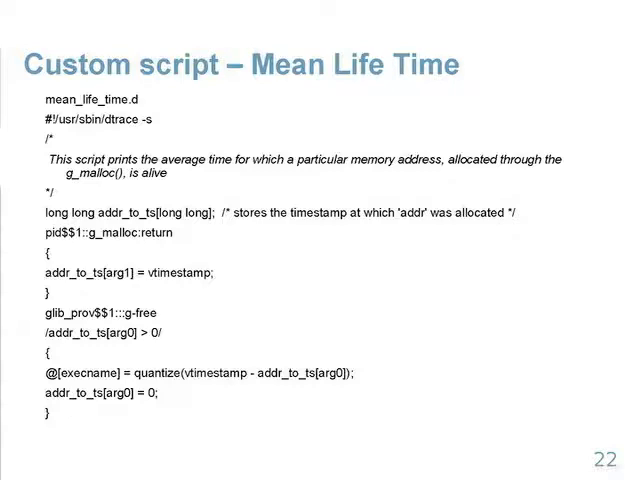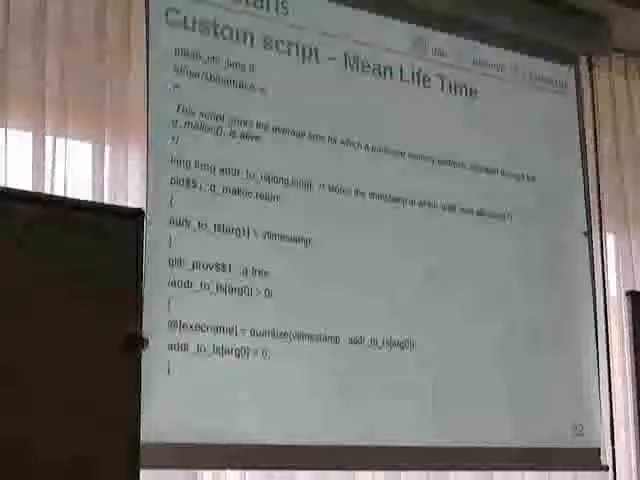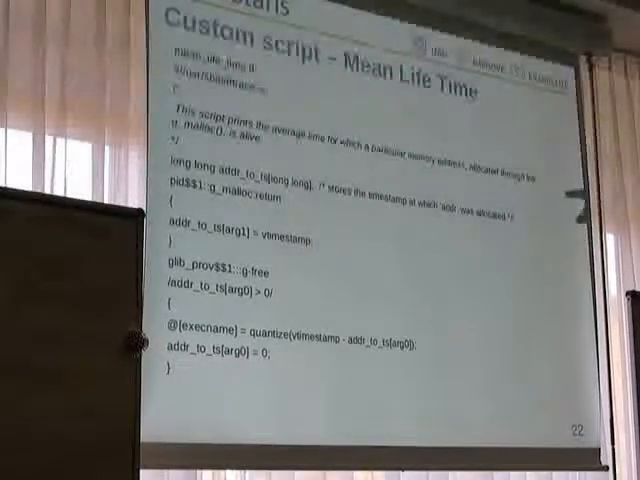So this is one script I wrote to get some useful data from these probes I've added. What this script exactly does is try to compute the average lifetime of any address that was allocated using g_malloc and freed using g_free. So the first probe uses the PID provider to get the address of the memory we have allocated. So I don't need to explain the script, right?